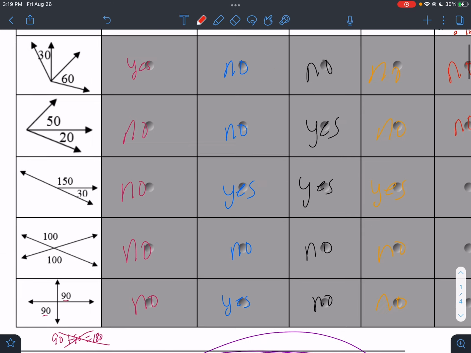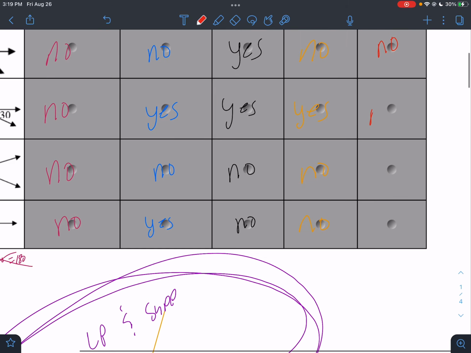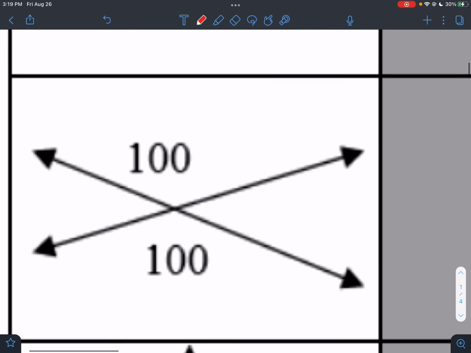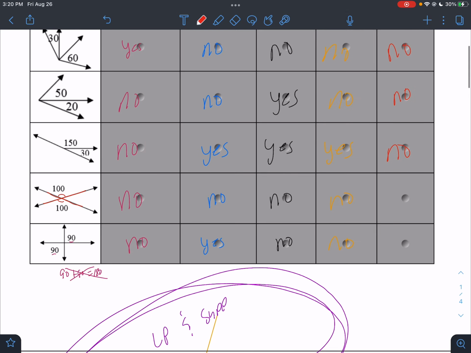Okay, we keep the ball rolling. Do we see a set that is vertical? It's not the next one. That's a no. How about the 100s? Keep going. Ooh. Keep going. Ooh. Yes. And then the 90s fit the bill as well. 90s are the same idea. Those are also vertical angles. So the last two sets are yes.